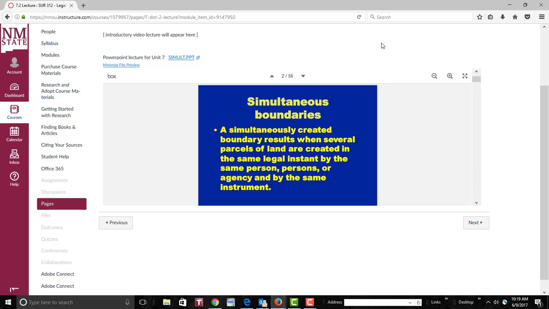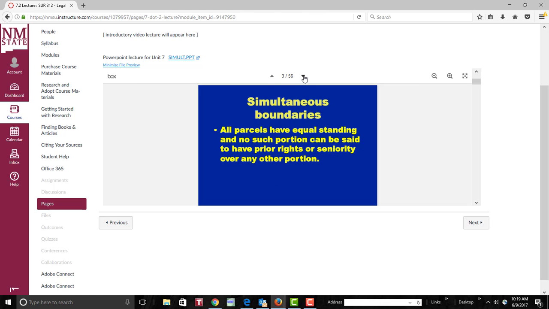Simultaneously created boundaries occur when several parcels are created at the same time. They all have equal standing. The primary requirement in determining if a simultaneous boundary situation exists is that two or more of these parcels must be created from within the same parent parcel.